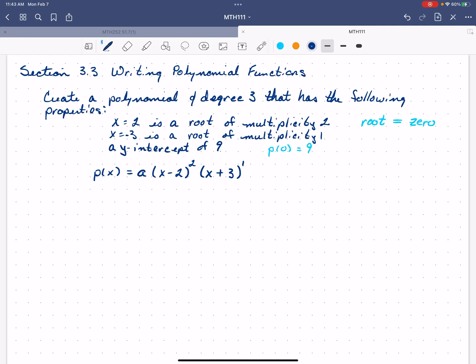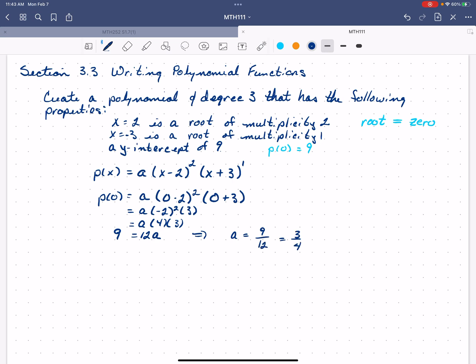So p of 0 equals this unknown times 0 minus 2 squared times 0 plus 3, which means some unknown times negative 2 squared times 3. And that is, well, negative 2 squared is 4, times 3 gives me 12a. Now I also know that that needs to equal 9. So this leads me to my leading coefficient is 9 over 12, which reduces to 3/4.